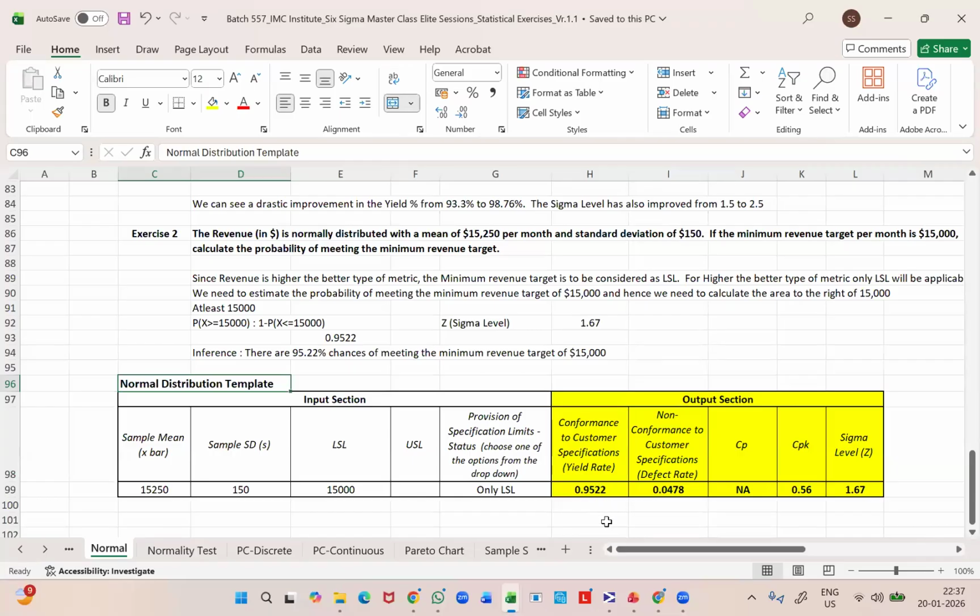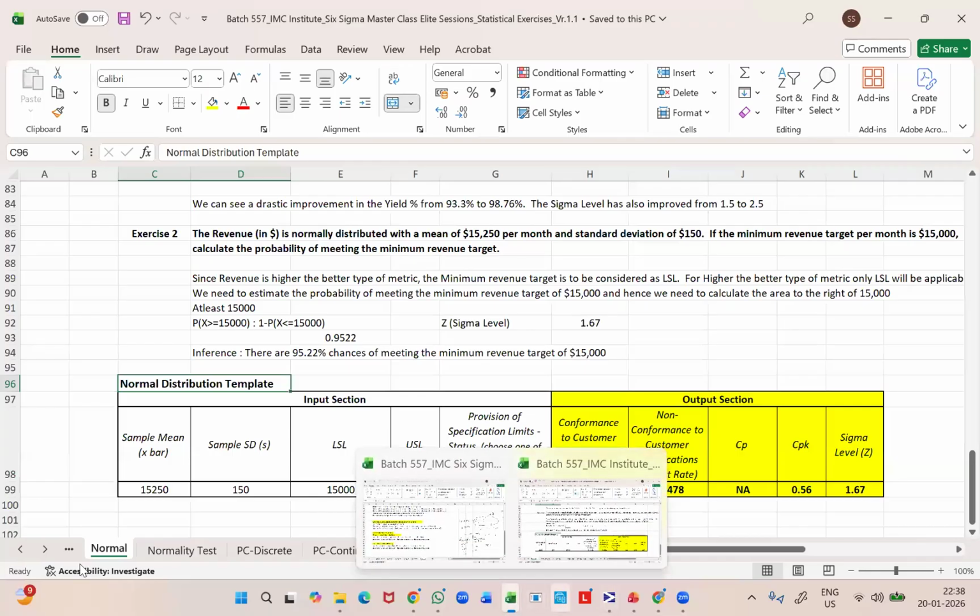Yield rate is 0.9522 for this scenario. In terms of percentage, this will be 95.22%. In the multiple choice, you would be provided with the percentage values for both yield as well as defect. So we need to convert these decimal values in terms of percentage and then pick the right option. Or if you are asked to calculate the sigma level, the answer is there in the final column, the output section.